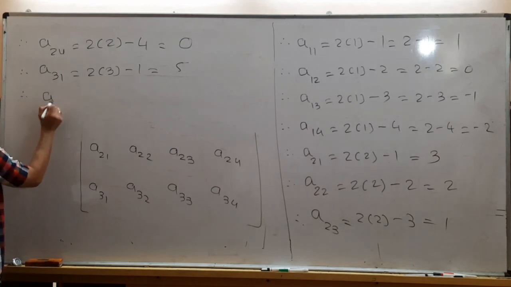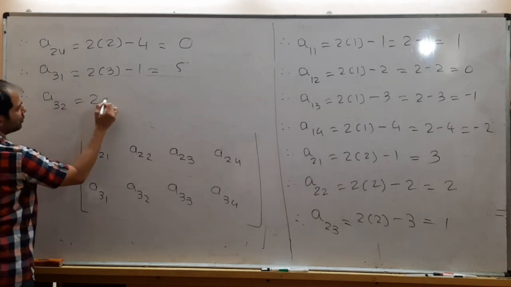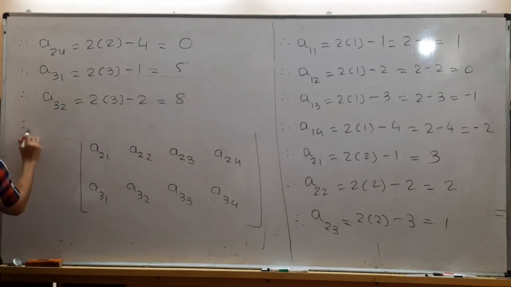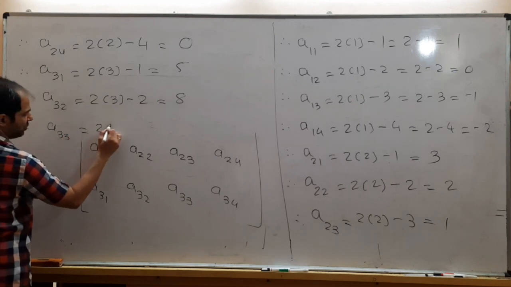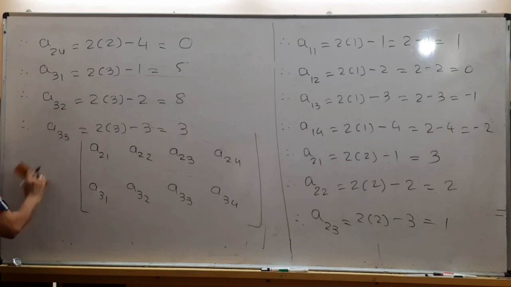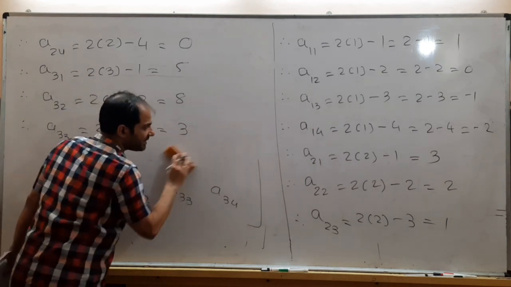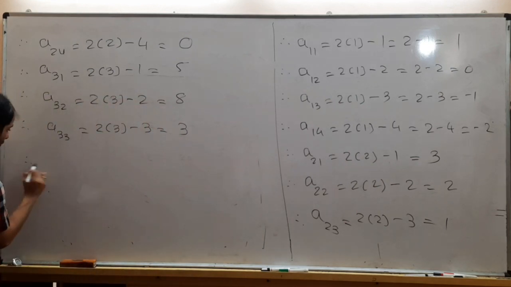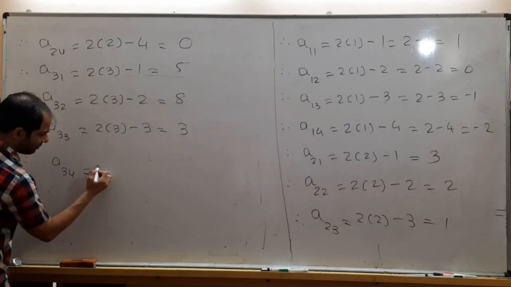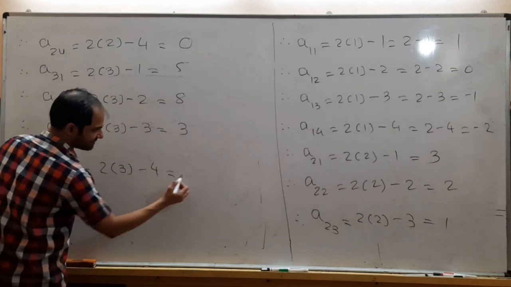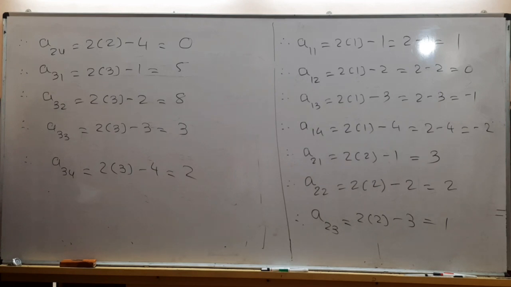A31 found out. A32, 2 into 3 minus 2, 2 threes are 6, 6 minus 2, 8. A33, 2 into 3 minus 3, 2 threes are 6, 6 minus 3 is 3. And the last one is A34, the last element. We have to find a total of 12 elements in this matrix. So A34 is 2 into 3 minus 4, 2 threes are 6, 6 minus 4 is 2. So ultimately we have found out all 12 elements.